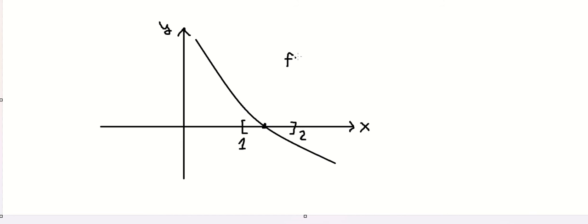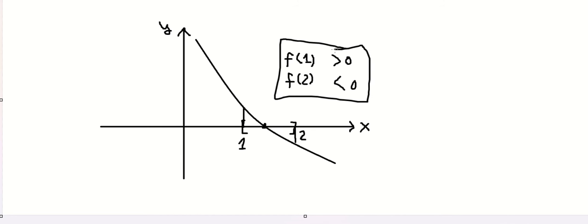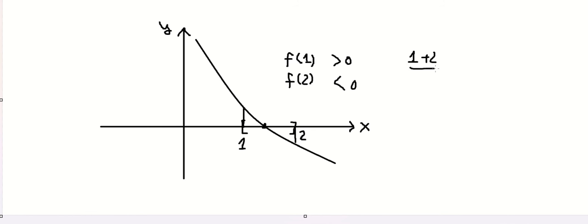After we put these inside the function, for example at 1, we have this value here, a positive number. And we put 2 inside the function, you get a negative number here. That means there should be at least one solution between 1 and 2. In this case, we have 1 plus 2 divided by 2. You get 3 over 2, and that is the middle number here.